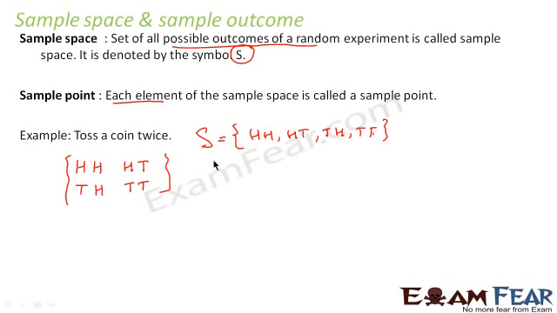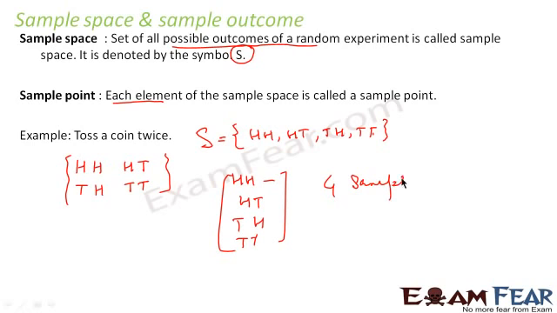When I talk about sample points, all these are sample points. So there are four sample points here. HH is one sample point, HT is one sample point, TH is one sample point, and TT is one sample point. All these are sample points. So they are four sample points and one sample space. Right?